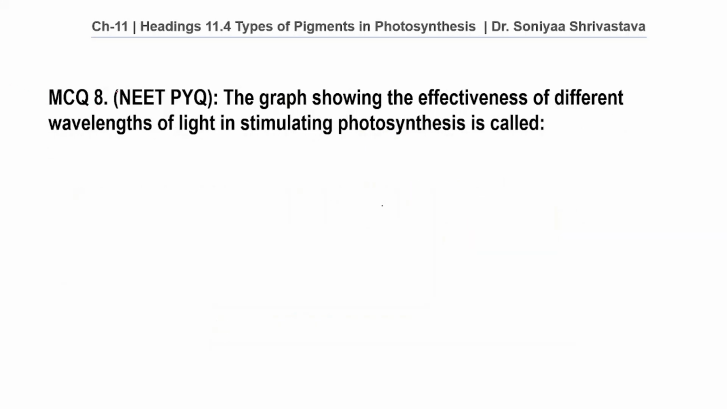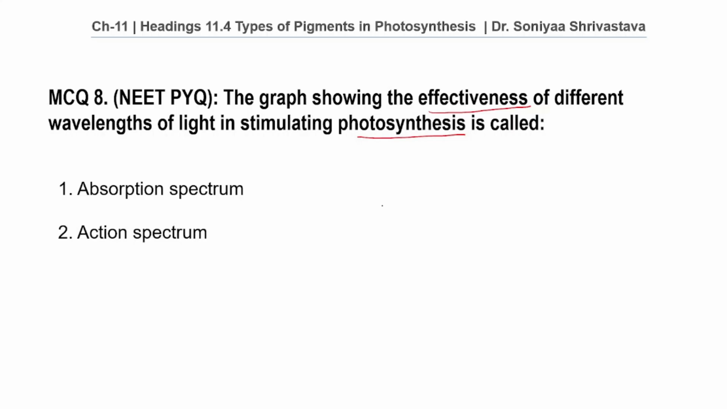Let's see MCQ number 8. The graph showing the effectiveness of different wavelengths of light in stimulating photosynthesis is called absorption spectrum, action spectrum, emission spectrum, or reflection spectrum. Student, let's see our graph first.